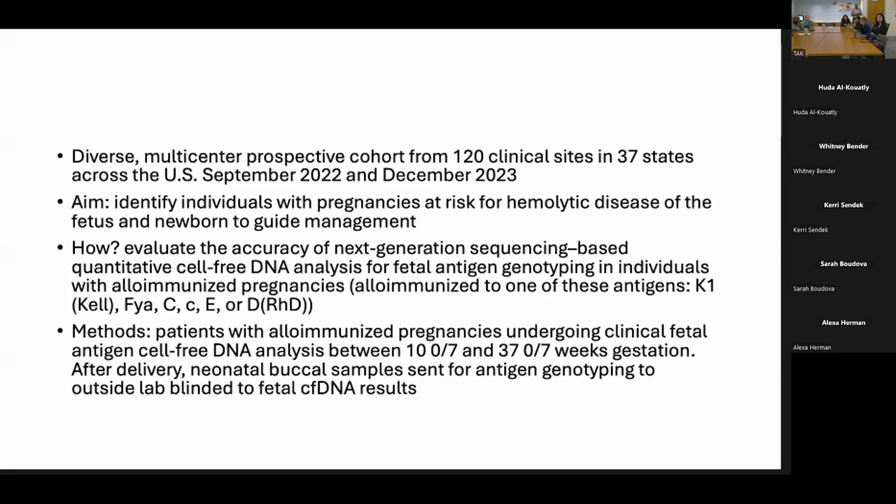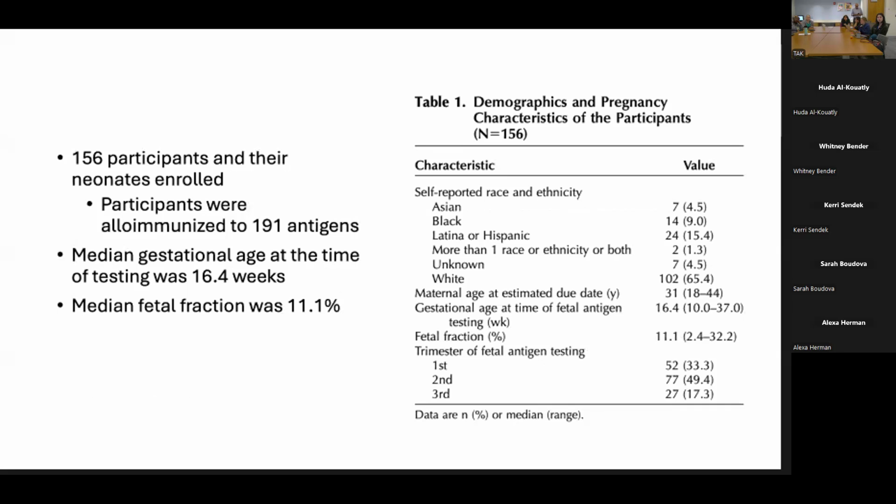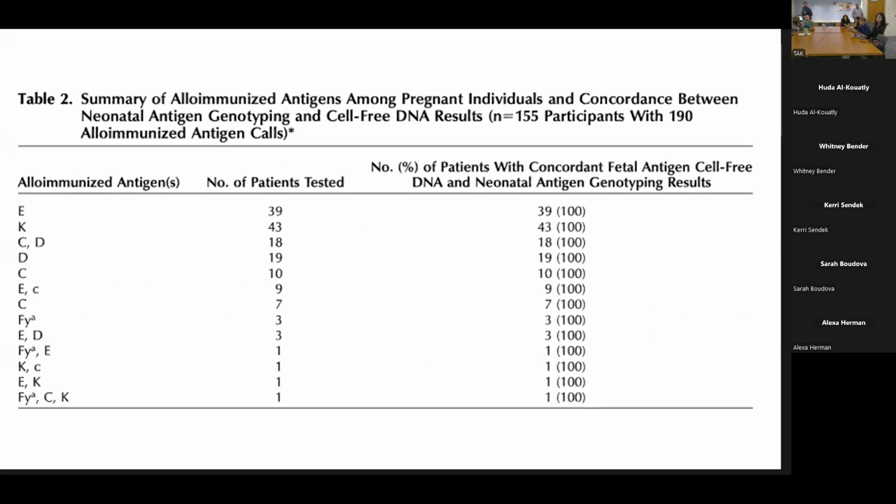And they looked at a number of antigens, including RhD. And patients were alloimmunized pregnancies undergoing clinical fetal antigen cell-free DNA analysis between 10 weeks and 37 weeks were included. And then after delivery, neonatal buccal samples were sent for antigen genotyping to an outside lab that was blinded to the cell-free fetal results. There were 156 participants and neonates that were enrolled, and they were alloimmunized to 101 antigens. The median gestational age at the time of testing was about 16 weeks, and the median fetal fraction was about 11%.